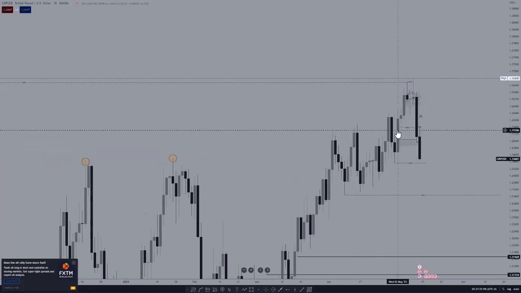I was expecting price from this area to retrace back into here a little bit, then start selling, but price didn't do that, so I had to react. I try as much as possible not to predict, but rather react. Sometimes you say, okay, price is coming down from here, but most times price doesn't do that. So we just react to what the market is doing.